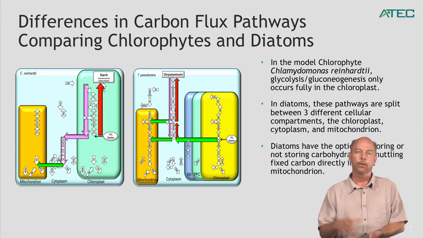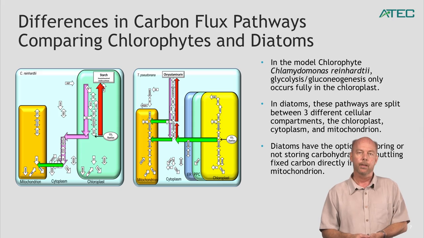Related to that is the pathways of carbon flux in the cell. So on the left we have a diagram of a model chlorophyte, Chlamydomonas reinhardtii. And Chlammy, as it's called, stores its starch and breaks it down in the chloroplast. And if it wants to use that starch as a starting point for energy, it breaks it down in the chloroplast, exports it through the cytoplasm into the mitochondria to generate energy.